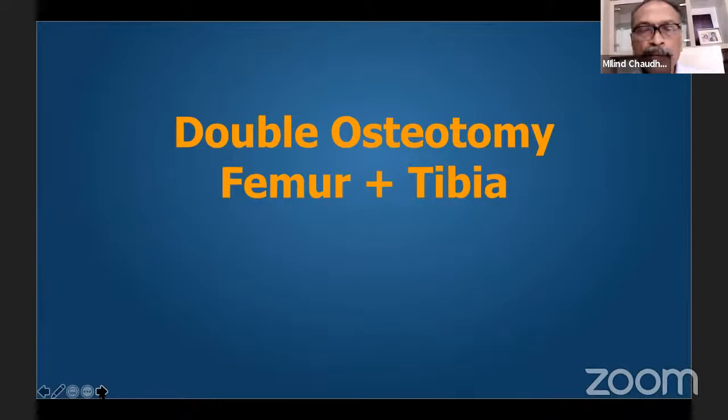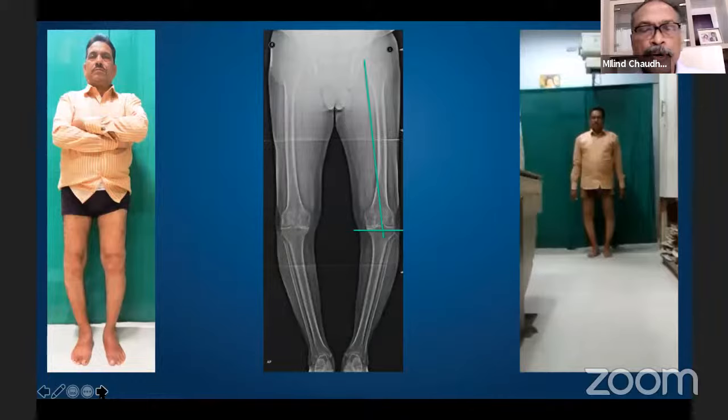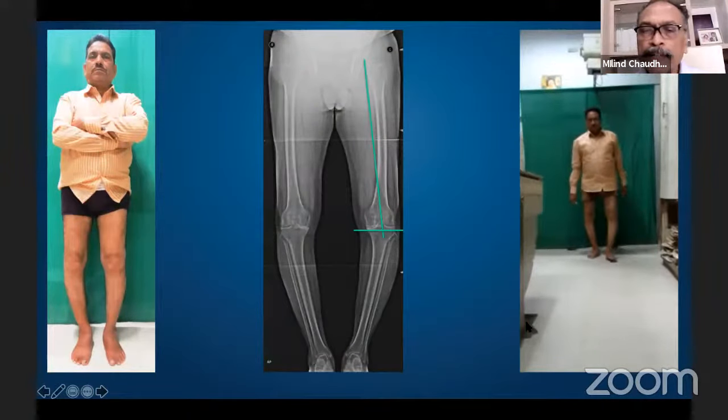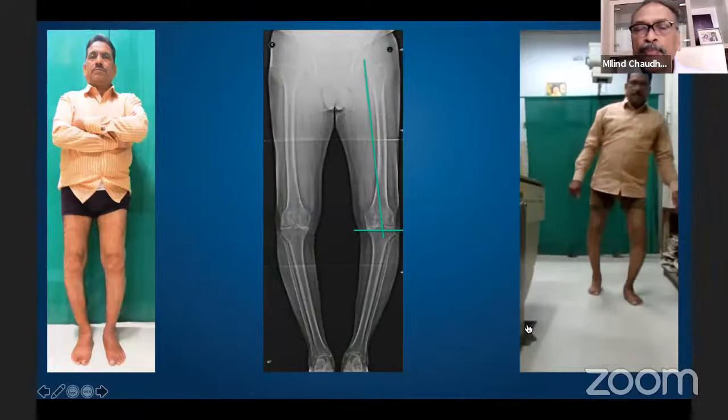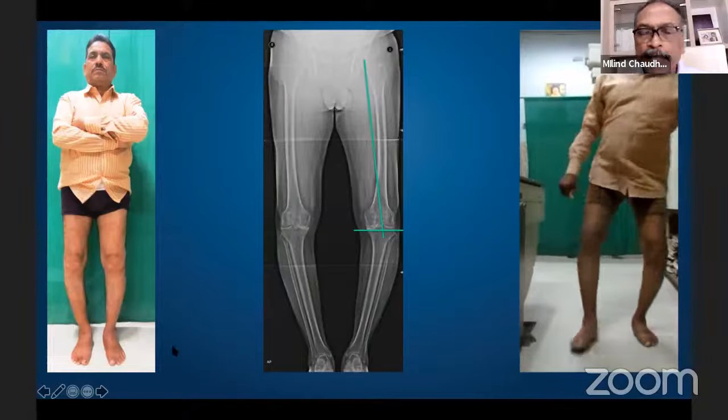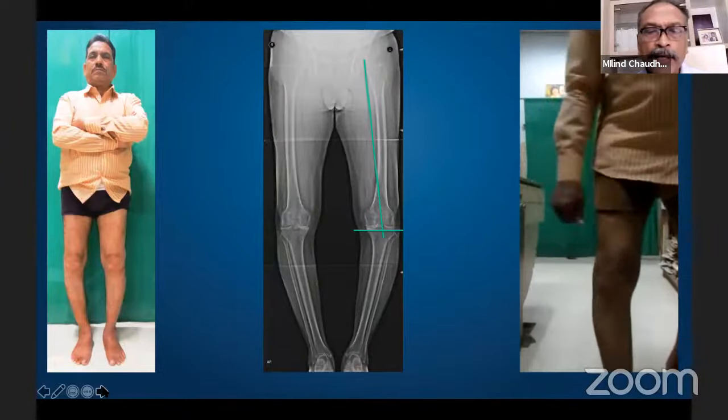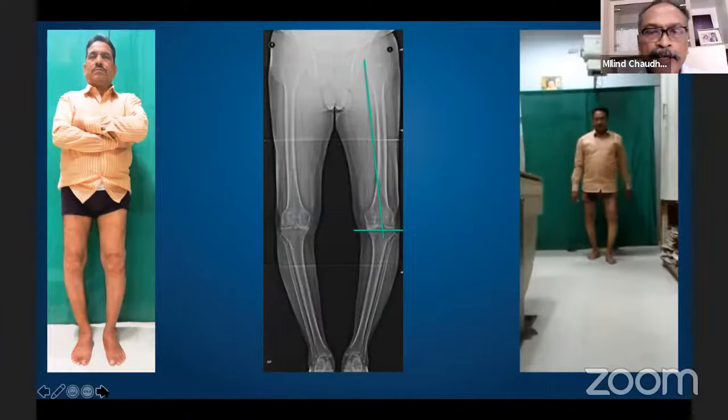Now coming to the double osteotomy, what Mangal nicely pointed out. This is a gentleman with a deformity in the femur and the tibia. He's miserable, he can barely walk. You can see he indeed has an mLDFA of more than 93 degrees, so it does possibly deserve a femoral correction. And this is exactly what we did.